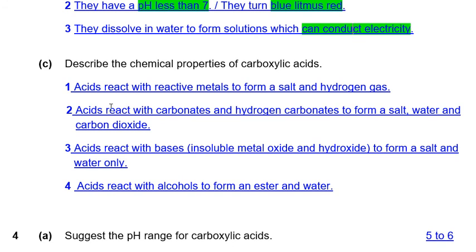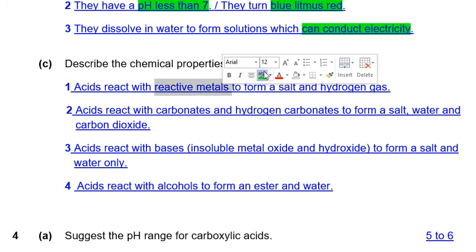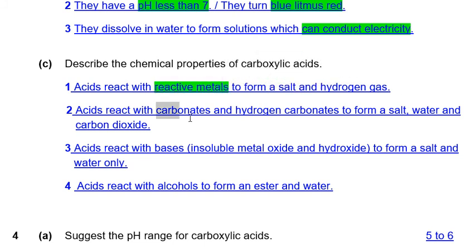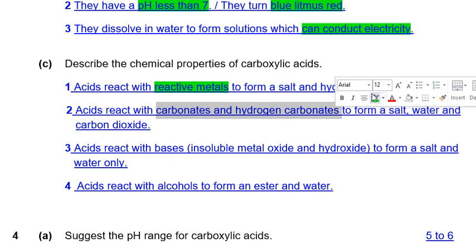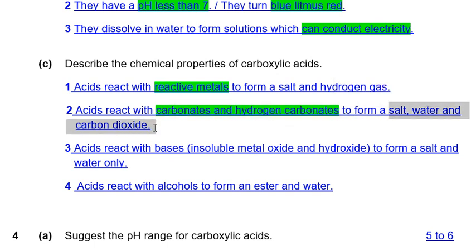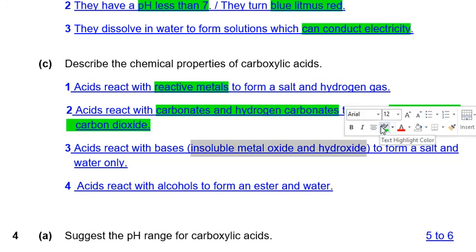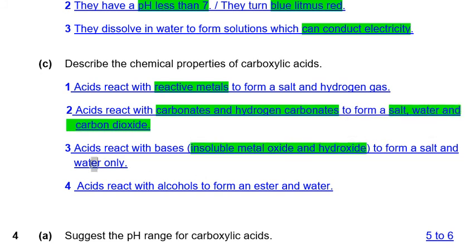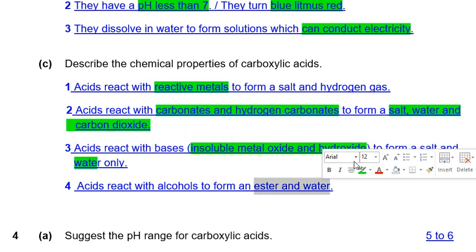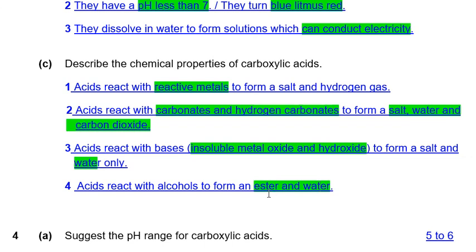So you just need to take note of some of the chemical properties of your carboxylic acid, like how they will react with reactive metal, just like your normal acid, to form salt and hydrogen. They will react with carbonate, hydrogen carbonate, to form salt, water, and carbon dioxide. And your acid reacts with bases like your insoluble metal oxide and metal hydroxide to form salt and water. And last but not least, carboxylic acid reacts with alcohol to form ester and water. Take note, you will not be required to know what is ester, okay? This is actually not in the syllabus.